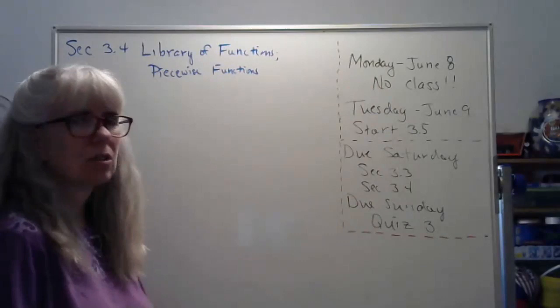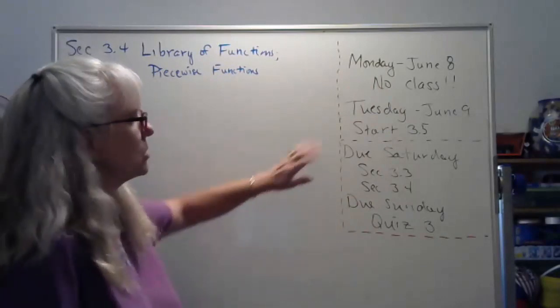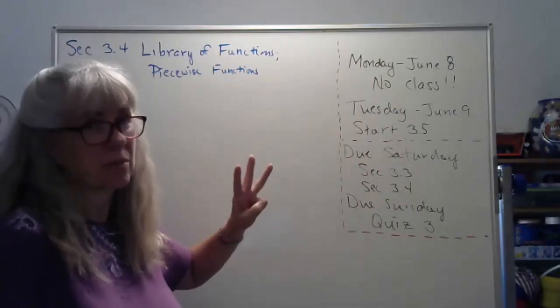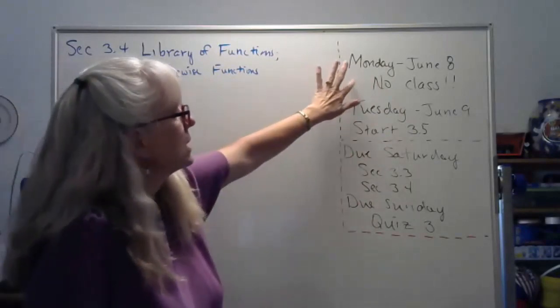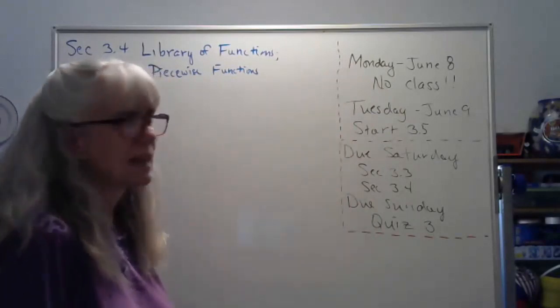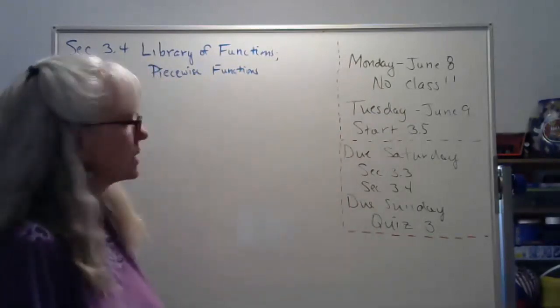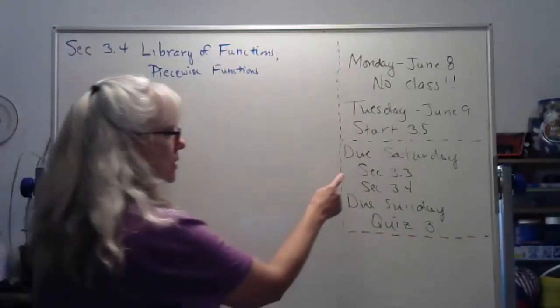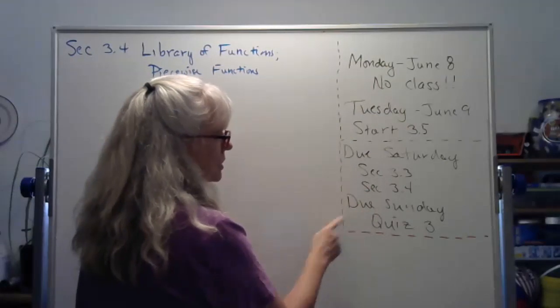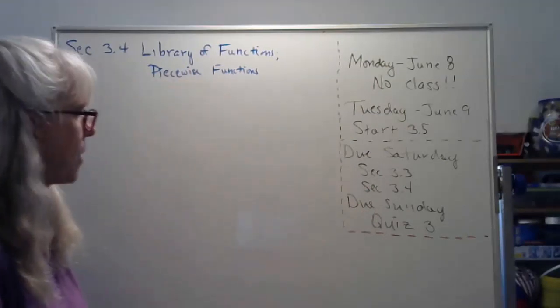I was looking at the schedule anyway, and because we have a review today next week, it works out really nice anyway. I really would have only had 3 lectures. So no class on Monday, just take the day off. Don't worry about it. We'll start section 3.5 on Tuesday and Wednesday, and it's due on Wednesday night, so it works out well. Don't forget that this Saturday you have section 3.3 and 3.4 due, and then we have quiz 3 that's on Sunday in MyLab Math.